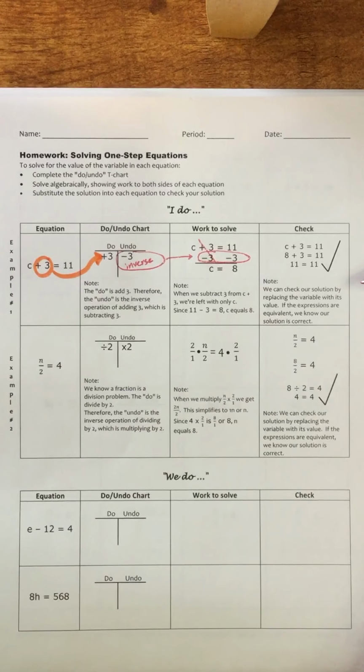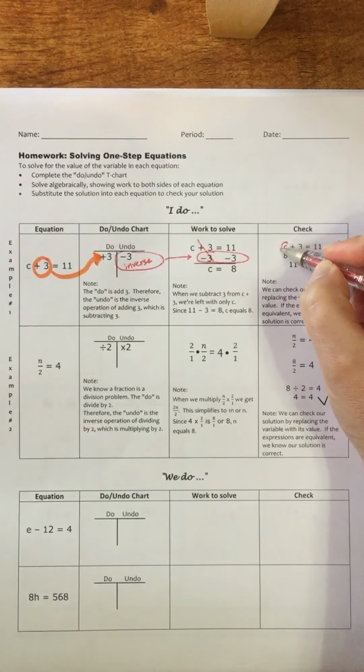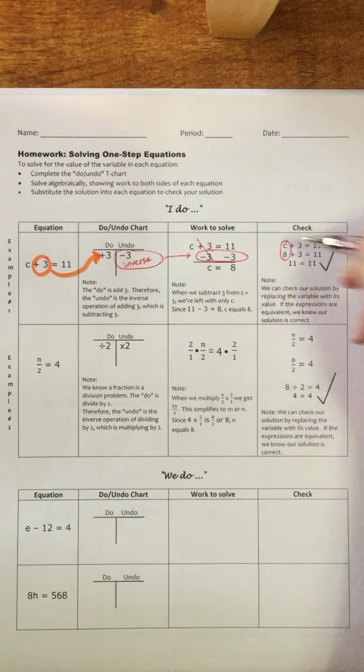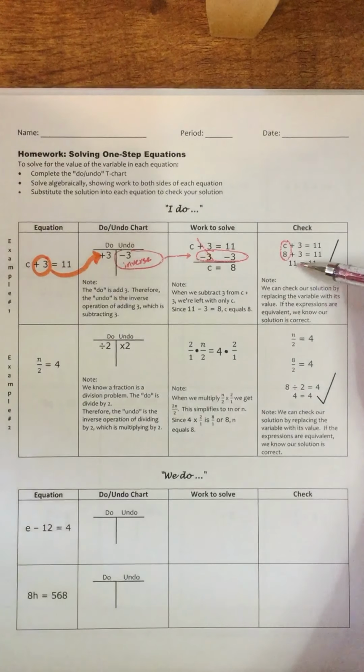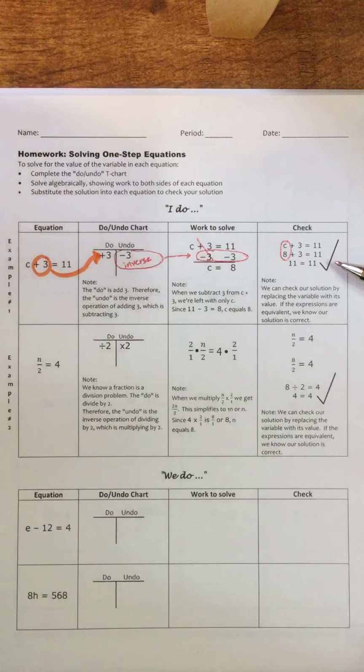But there is a way of checking that. The original equation can be written, and then wherever you see that variable, go ahead and substitute in the solution, and then work it forwards again to see if you get a true statement. 8 plus 3 equals 11, and 11 is in fact equal to 11.